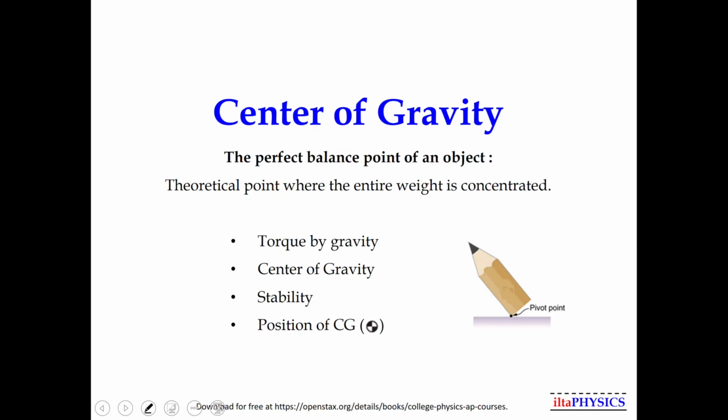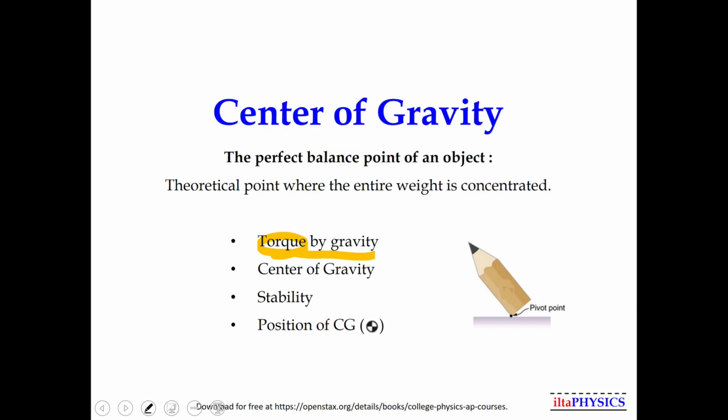Wait, we've been studying rotational motion, right? So you might be wondering, why are we suddenly talking about the weight of an object? Does that even fit here? Actually, it does. The word weight refers to the force of Earth's gravity pulling an object toward its center. And since force acts in relation to a rotation axis, it creates torque, which makes the object rotate.